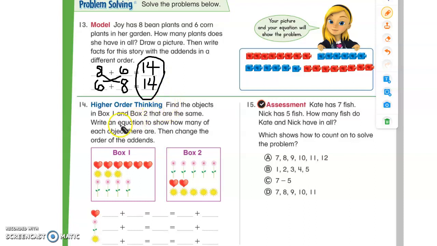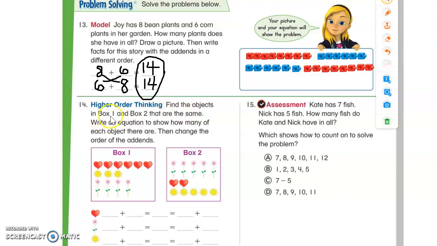Let's move on to number 14. The problem states higher order thinking. So I need to already get my thinking cap on because higher order thinking means they're trying to trick me, but I'm not going to let them.